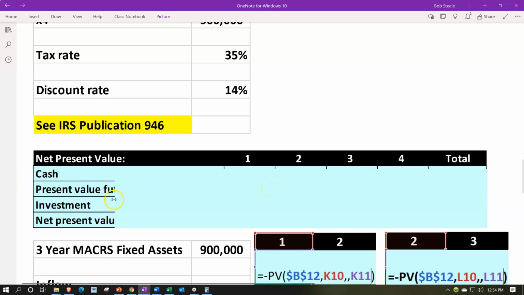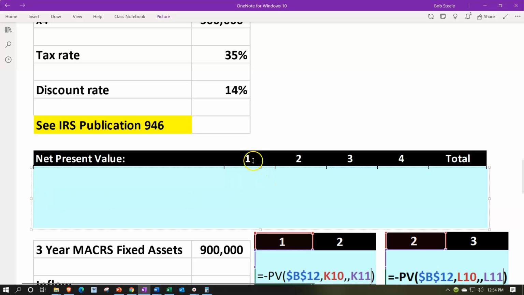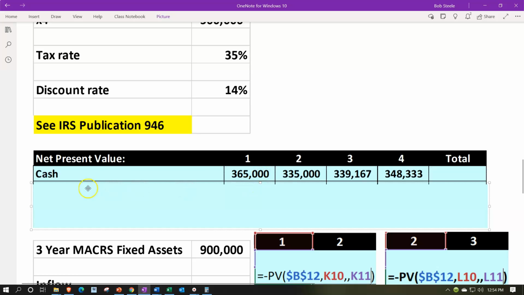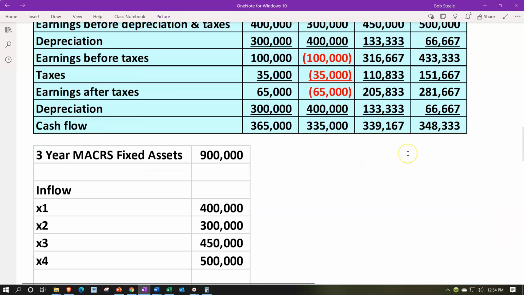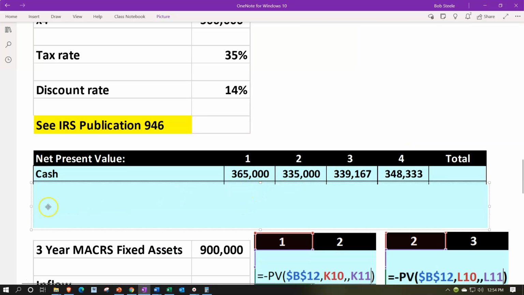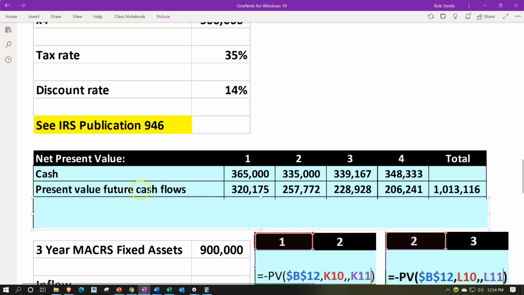So net present value calculation is going to look something like this. Note that I put the numbers for the years up top. That's useful because that allows us to basically use our formulas to do the net present value calculation in Excel. So the same cash, 365, the 335, the 339, the 348, that matches what we have here in our cash flow. That's our starting point for the present value calculation. And then if I did the present value calculation, let's do it this way, present value of the future cash flows. If we take this period 1 and present value it back, then we get to the 320,175.